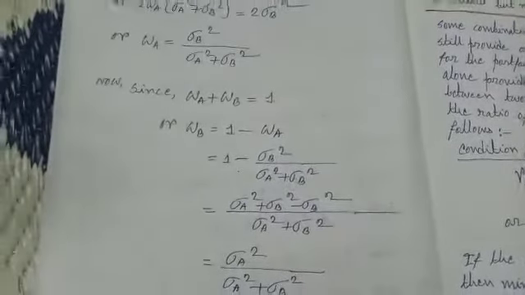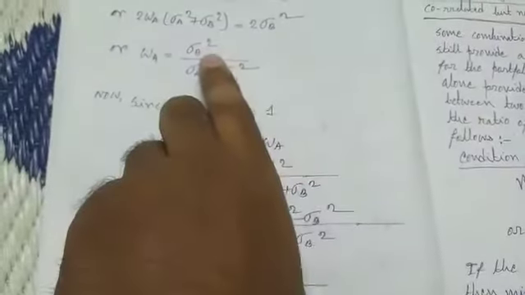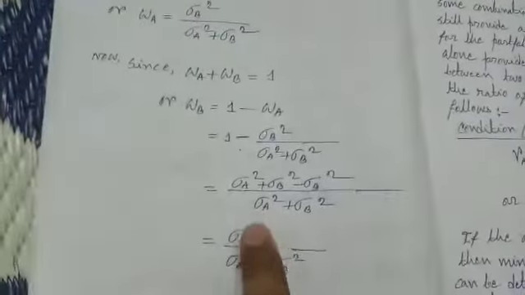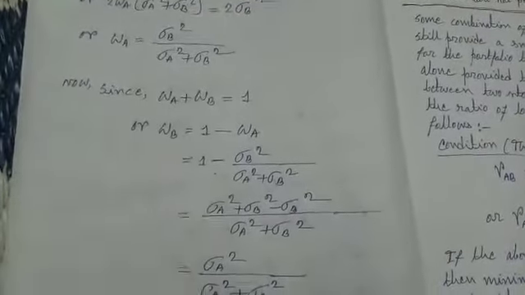In that case, if we set WA, the weight of security A, equal to sigma B square divided by sigma A square plus sigma B square, and if we set the weight of security B as sigma A square divided by sigma A square plus sigma B square, then we can attain the maximum diversification benefit.